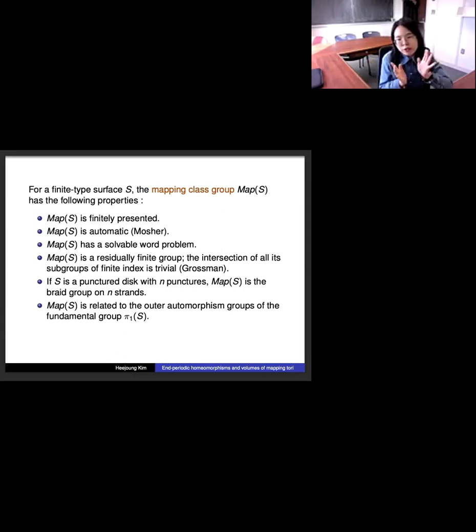And mapping class groups are related to other interesting groups, such as braid groups and outer automorphism groups. The mapping class group is of importance in many areas, for example, Teichmüller space and moduli space of surfaces. And mapping class groups are a very important topic in geometric group theory. And usually we use mapping class groups to test some conjectures and techniques.